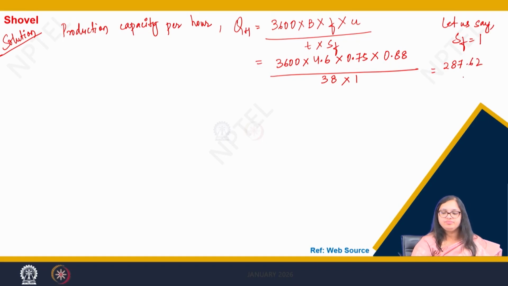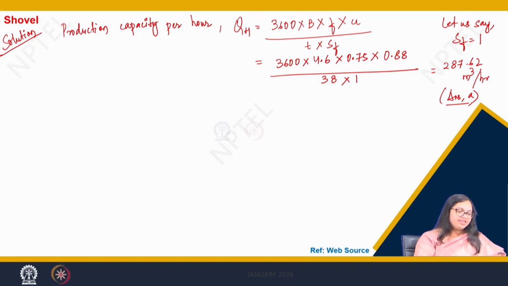Okay. So, this gives me my production capacity per hour as 287.62 cubic meter per hour. So, this is my first answer, right, which asks me to calculate the production capacity per hour if utilization is 88%, that is the utilization factor is 0.88. Now, what I have to find is the production cost per hour.